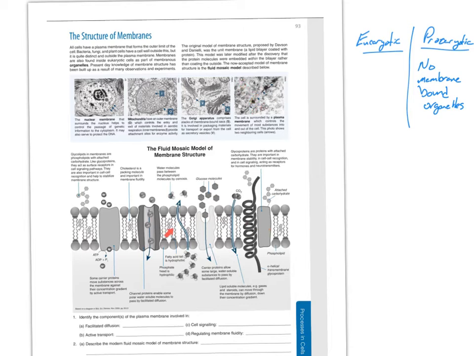And this is what a membrane looks like, and we have this idea of a fluid mosaic model. Now, think about what the word fluid means. A lot of people think of fluid as a liquid. But remember, a liquid is only one type of fluid. Some examples of fluids are gases.